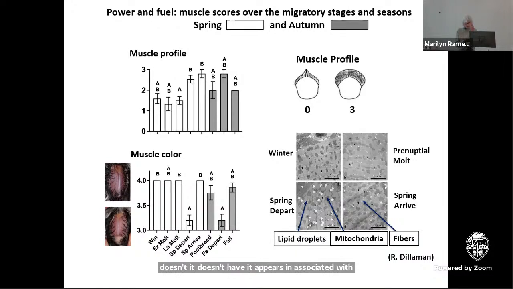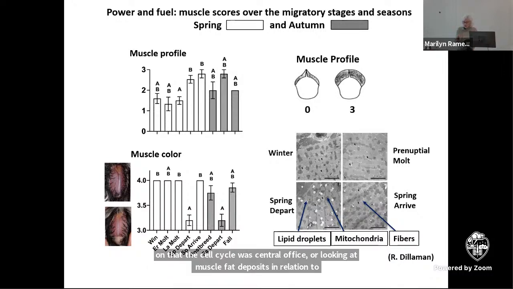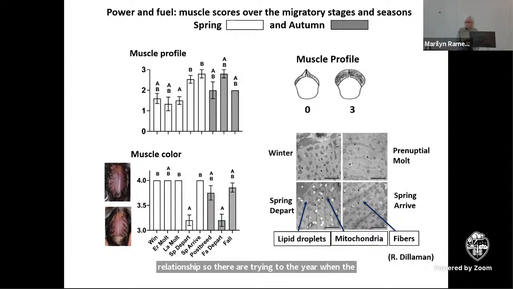But I just read a paper on Aphelocoma sedulars who were looking at muscle fat deposits in relation to body fat, and they found no relationship. So there are times of the year when the muscle is depositing fat that is not related to fattening per se, but might have something to do with the life history stage, or maybe something to do with the occurrence of taking off, the unpredictable.